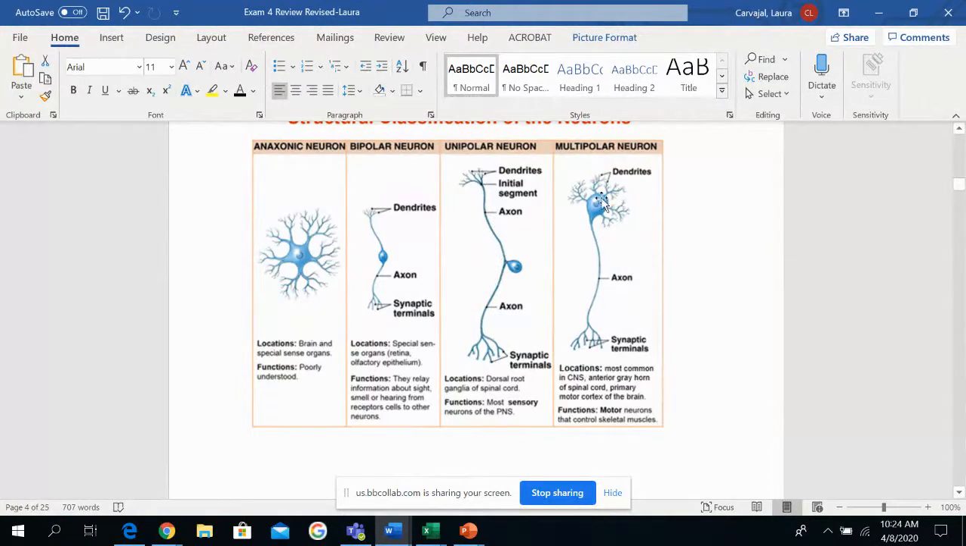A multipolar neuron is a neuron that has a lot of receiving ends, as you can see here. Its cell body starts here at the beginning, at the receiving end, unlike these guys. Its axon continues and it has its synaptic terminals like every other one. These are usually found within your CNS and transfer information from neuron to neuron to then be propagated down.